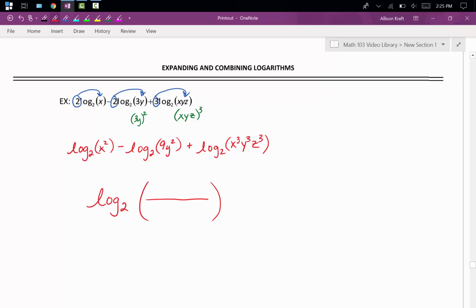So our first term is a positive log base 2 of x squared, so its argument x squared goes in the numerator. Our next term is minus log base 2 of 9y squared. Since we had a minus in front, its argument goes in the denominator. Our next term, plus log base 2 of x to the third, y to the third, z to the third. Since that log is positive, its argument goes in the numerator.